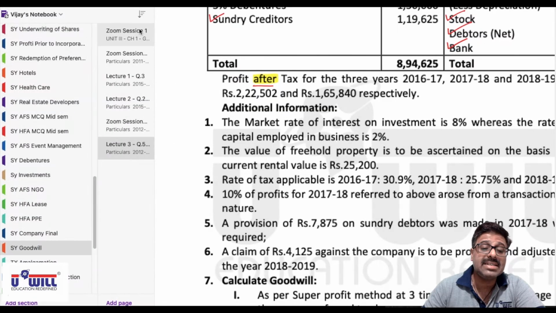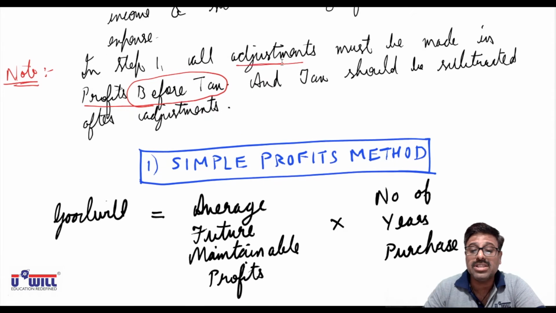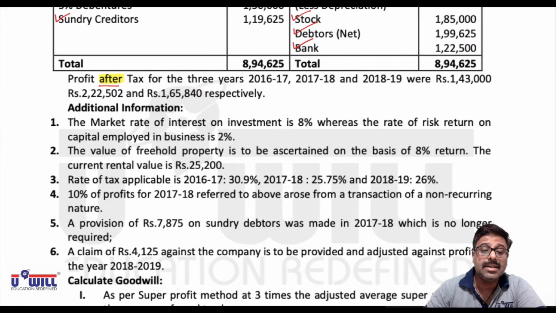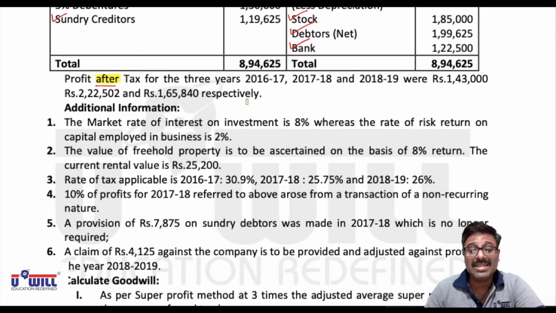Now we have discussed, if you all remember as a note, that we will always be making adjustments in profits before tax. So in this question, first we'll have to find profit before tax. Then only we can make the adjustments and then we can work out the profit after tax again by subtracting the tax. So we always have to start with profit before tax. If you look at adjustment 3, you'll find 30.9% is the tax rate in 16 to 17, 25.75% in 17 to 18 and 26% in 18 to 19.